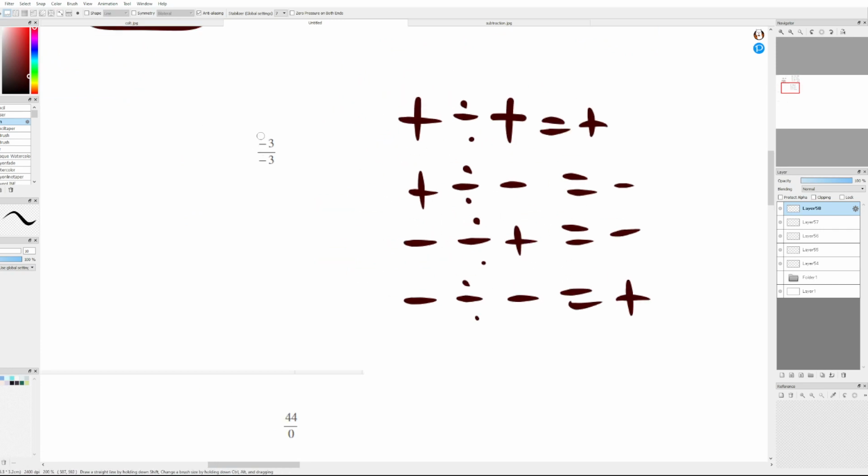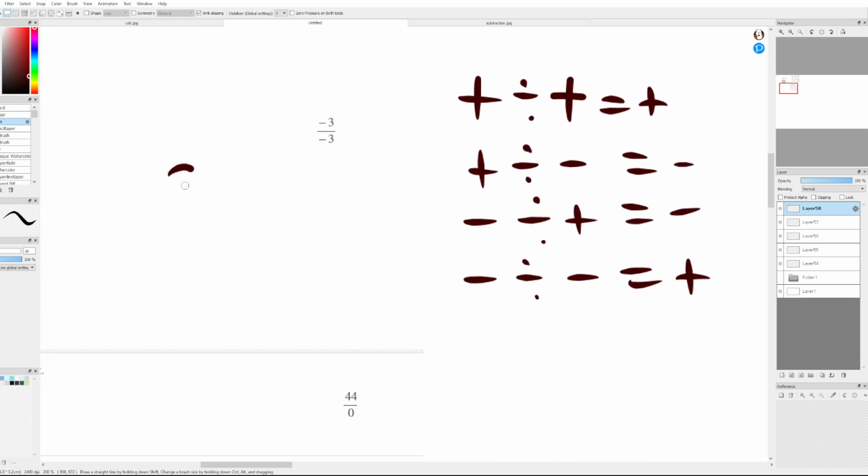We have a negative divided by a negative in this case, so it's going to be 3 divided by 3. Anything divided by itself is going to equal 1.